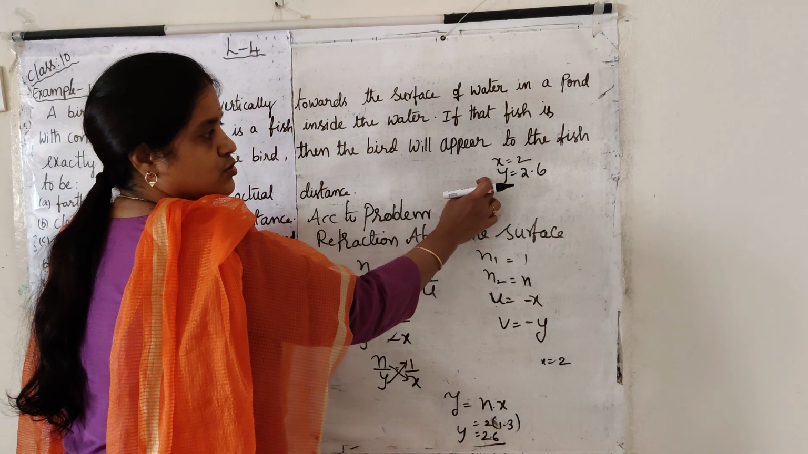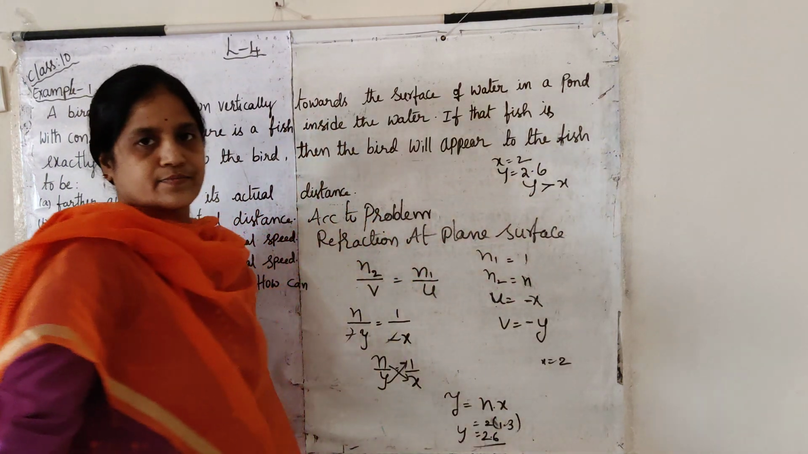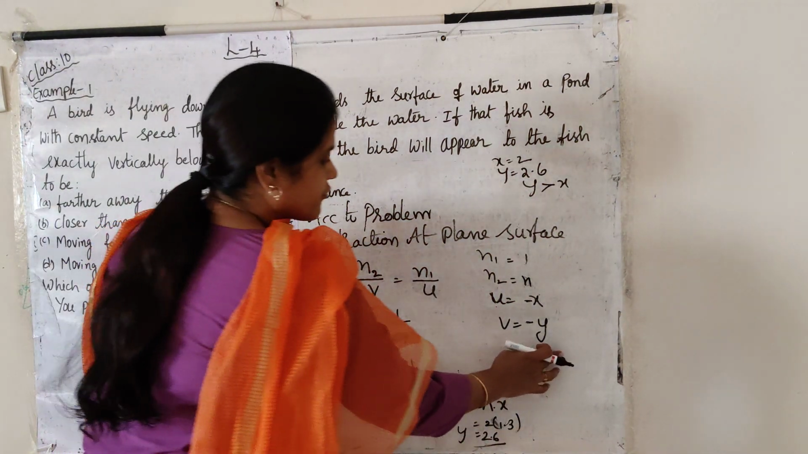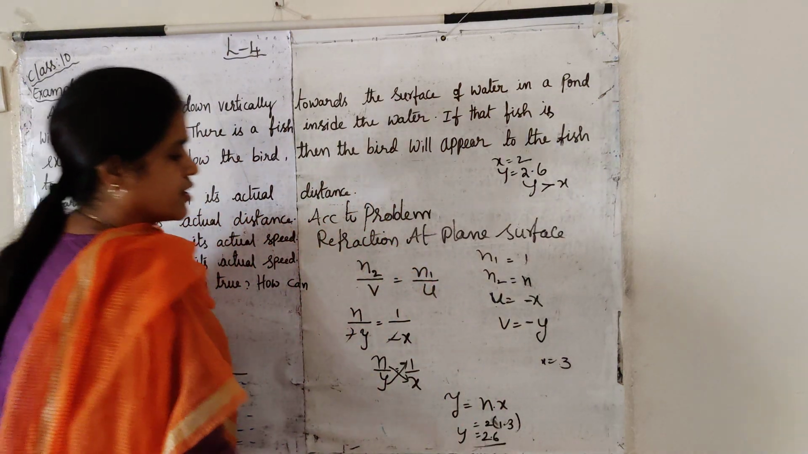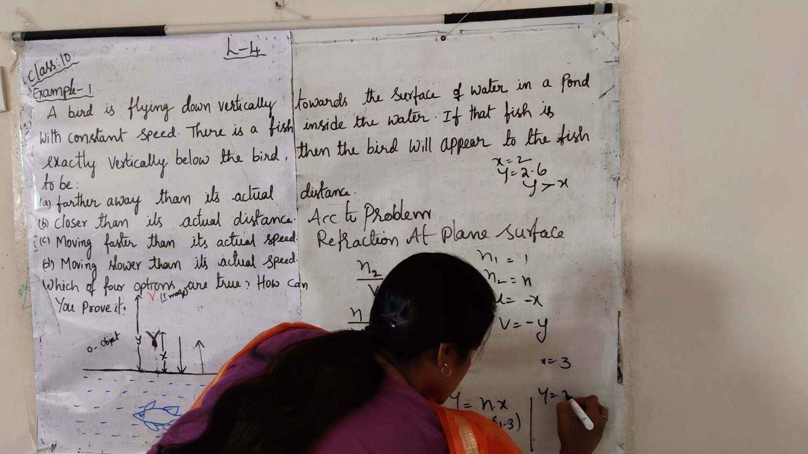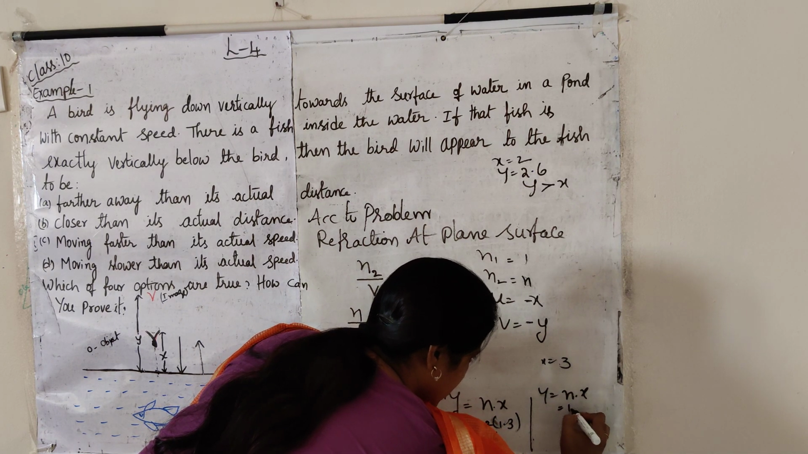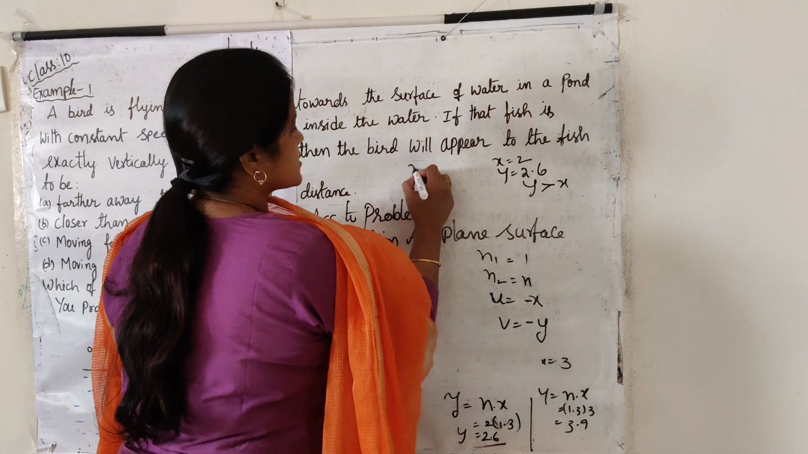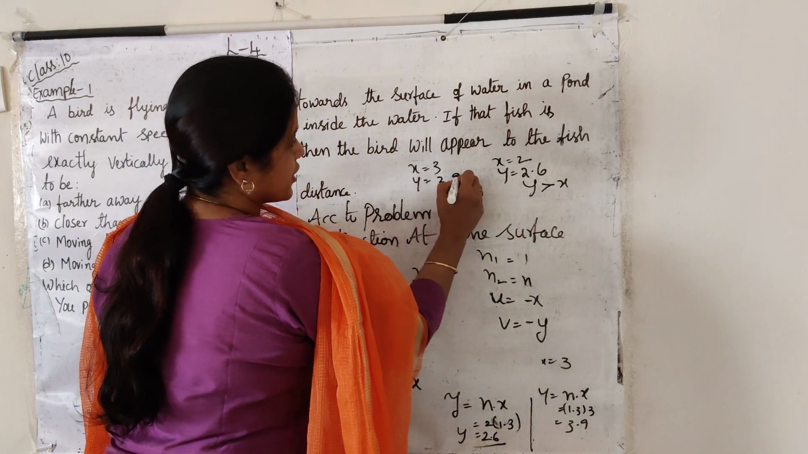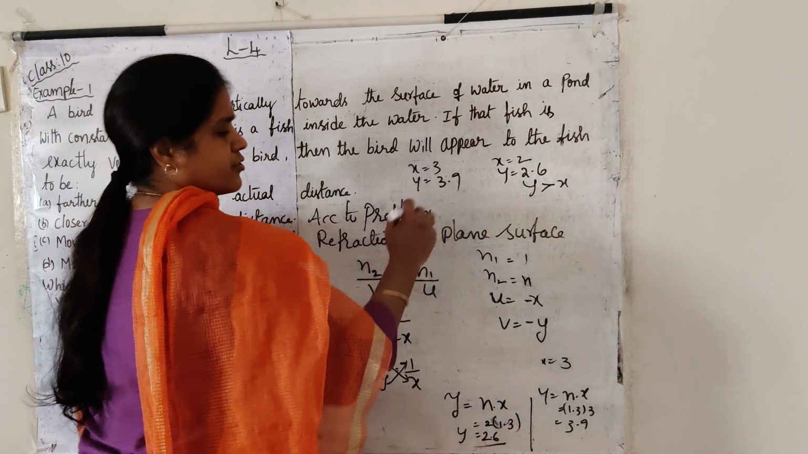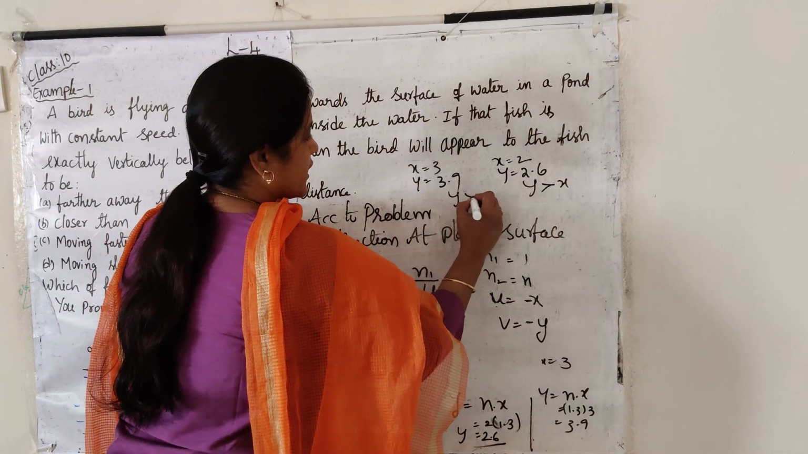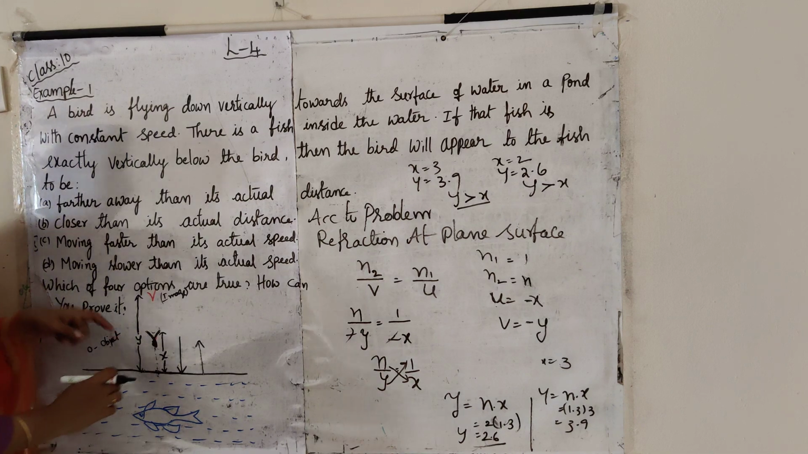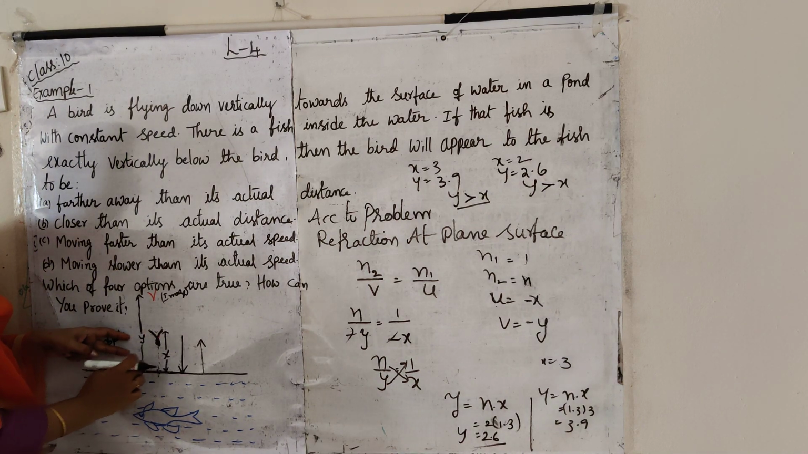When you compare these values, y is greater than x. And if you take one more value, for example x equals 3, then again y equals n into x, n being 1.3, which gives 3.9. If x equals 3, then y equals 3.9. In all cases, whatever value you take, we always get the y value greater than x. Now coming to this figure, y is greater than x.